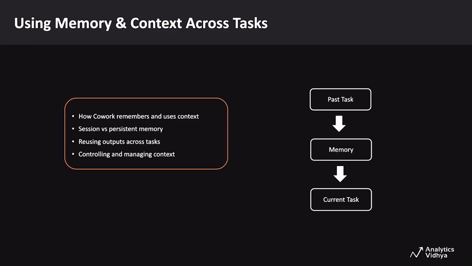Let's start with the big idea. Co-work does not treat every task as isolated. It can remember previous work, use that memory, and apply it to new tasks. So, instead of starting from scratch every time, you are building on what has already been done. That's why memory is so powerful. It connects your past workflows, your current tasks, and your future workflows into one continuous system.